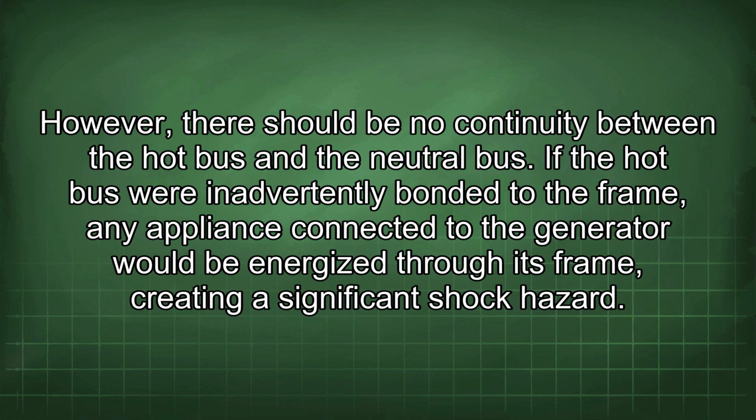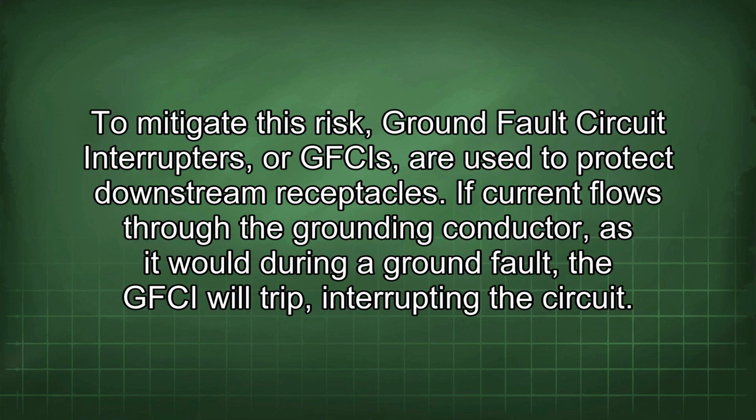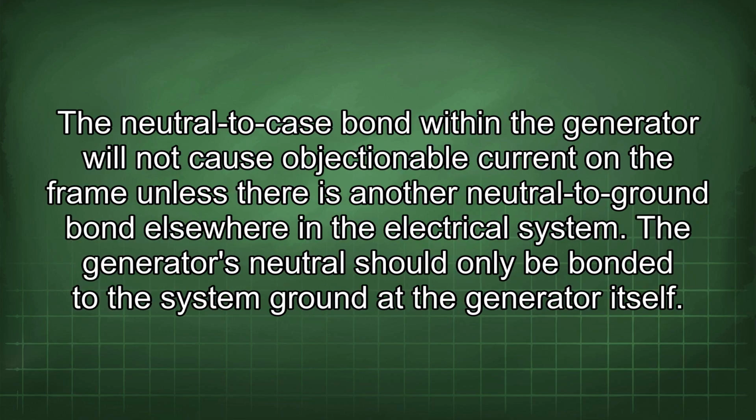If the hot bus were inadvertently bonded to the frame, any appliance connected to the generator would be energized through its frame, creating a significant shock hazard. To mitigate this risk, ground fault circuit interrupters, or GFCIs, are used to protect downstream receptacles. If current flows through the grounding conductor, as it would during a ground fault, the GFCI will trip, interrupting the circuit. The neutral to case bond within the generator will not cause objectionable current on the frame unless there is another neutral to ground bond elsewhere in the electrical system.